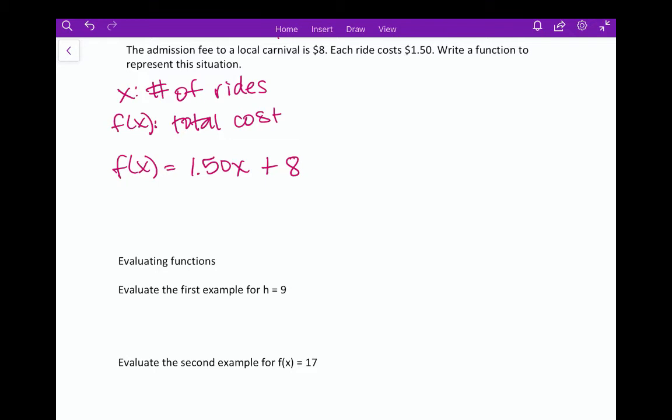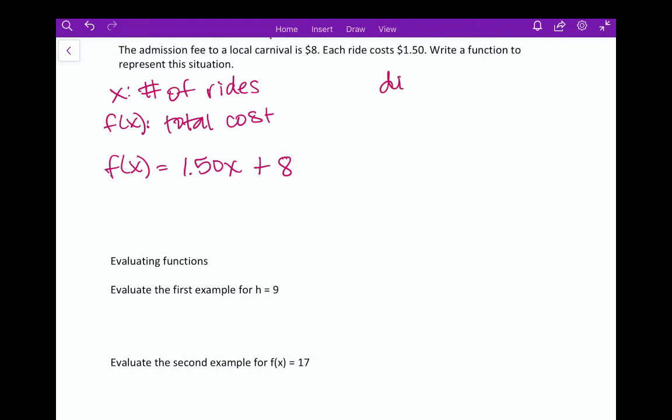So even if I show up to the carnival and I don't ride any rides, I still have to pay $8, which sounds reasonable. I know people that go to the rodeo, go to the carnival, and they don't do anything. They just show up. So they would still have to pay the entry fee. So that is our function rule. So again, now, if I knew how many tickets or rides I wanted to ride, I could find out my total cost.